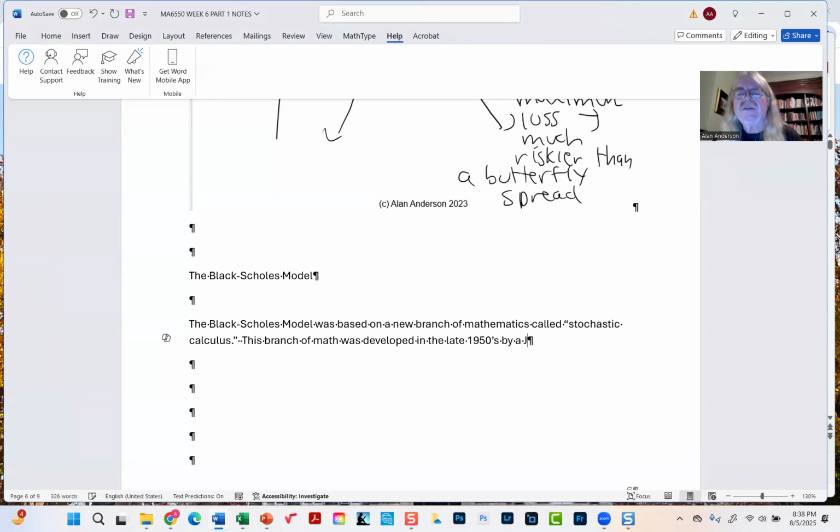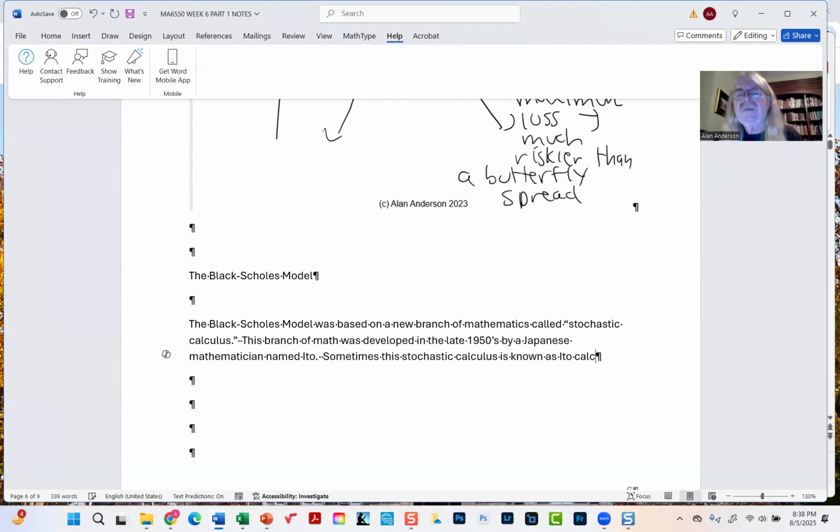By a Japanese mathematician named Ito. I don't remember his first name. And so sometimes this stochastic calculus is known as Ito calculus. Bell's book, I think he refers to it as the Ito calculus.